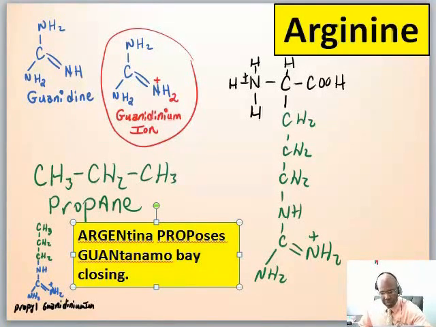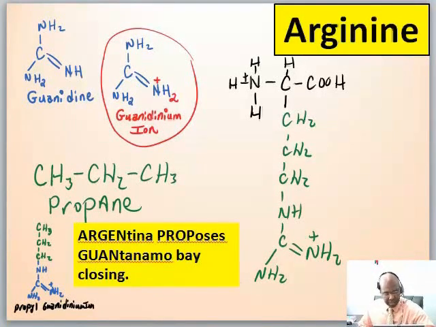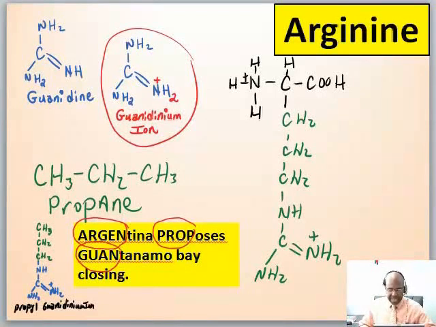And so if you can remember this statement, you can think, well, Argentina, Argin is arginine. Proposes, propyl guanidinium ion.